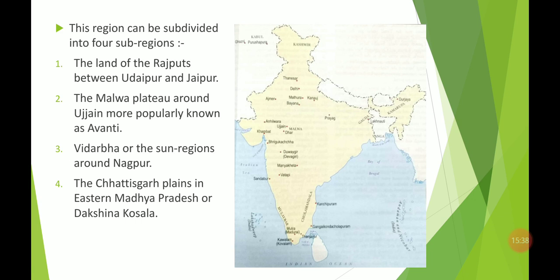Vidarbha is the sub-region around Nagpur. Nagpur and its surrounding area, which is found in present-day Maharashtra near Madhya Pradesh, was known as Vidarbha in earlier times. It was also inhabited by people. Now the Chhattisgarh plain. The Chhattisgarh plain and eastern Madhya Pradesh area was known as Dakshin Koshal in ancient India. These areas were inhabited by people, and they provide sufficient evidence that in the past people were living here and doing a lot of activities like farming and settling down. These activities, along with the soil and climatic conditions, help us know that people were living in those areas.